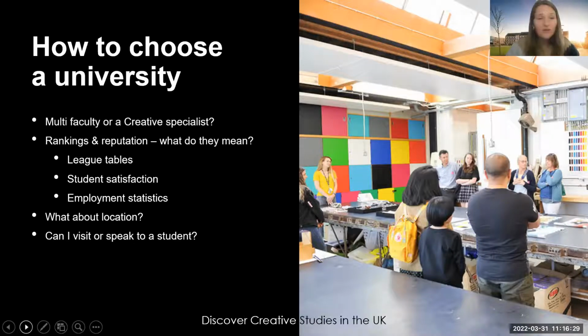Also looking at choosing university, think about the location. Where do you want to be? And also a good way to find out about this is speaking to a current student to see how they find their time at university.